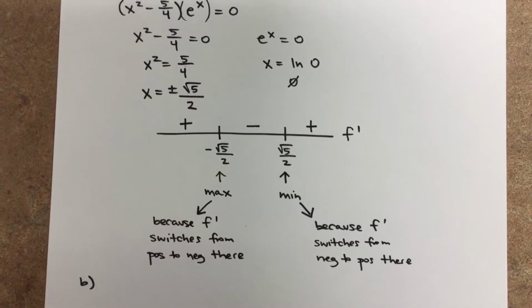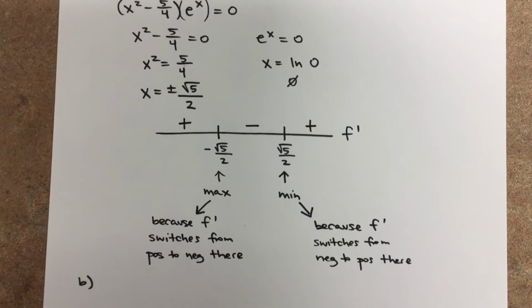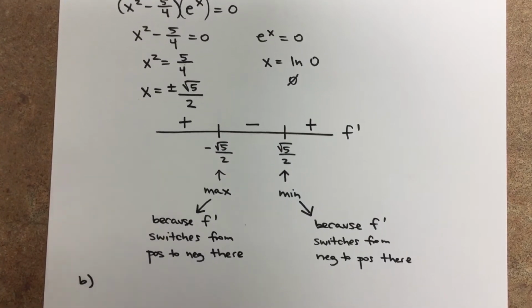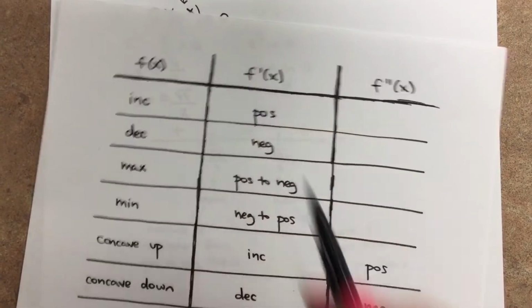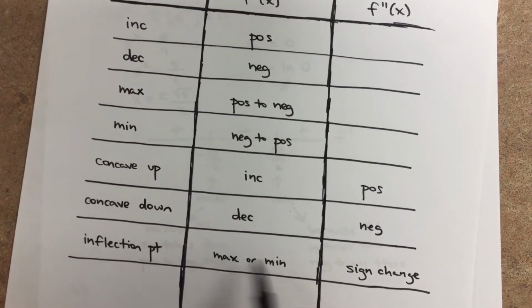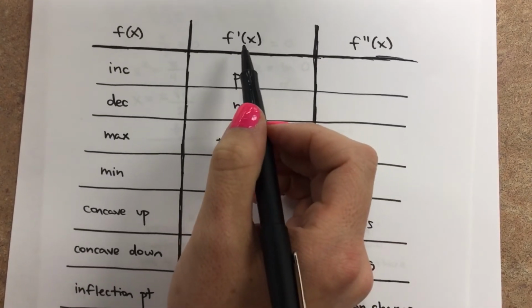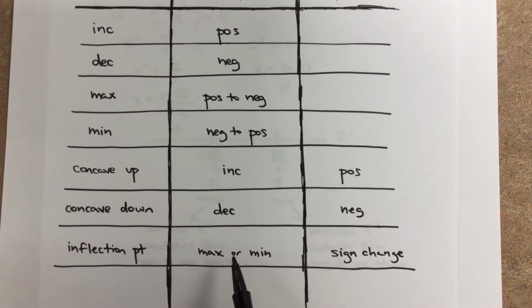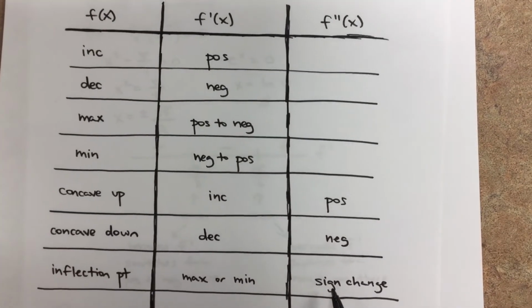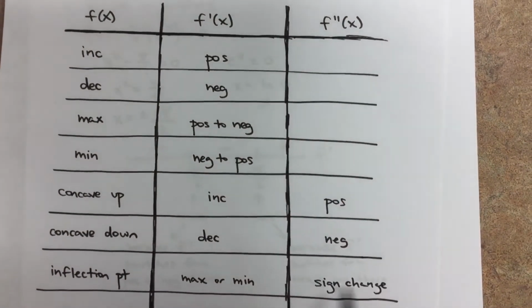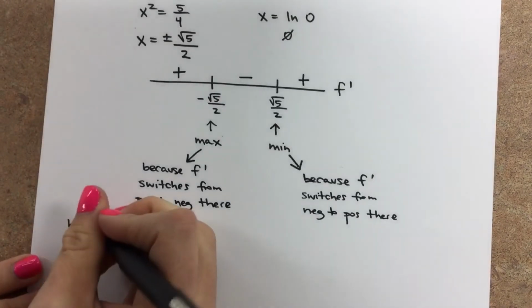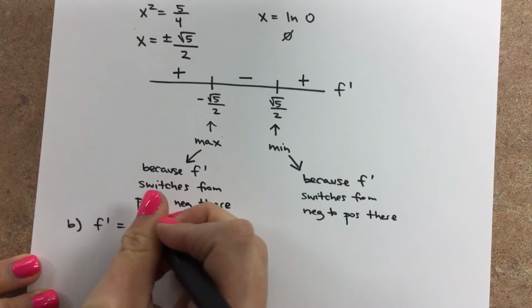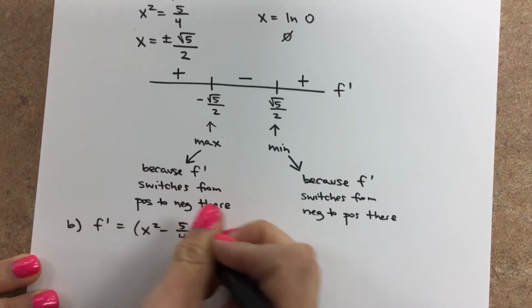Letter B says find all values of x at which the graph of f has a point of inflection. Give reasons for your answers. Okay, so remember we don't have a calculator, so let's look at our handy little chart. F has a point of inflection when f prime has a max or min. Okay, so f prime, just looking at the equation for f prime, we're not going to know where it has a max or min. So we actually need to take it one step further to f double prime. So we're going to find f double prime and then make a little sign chart, see where it has a sign change.